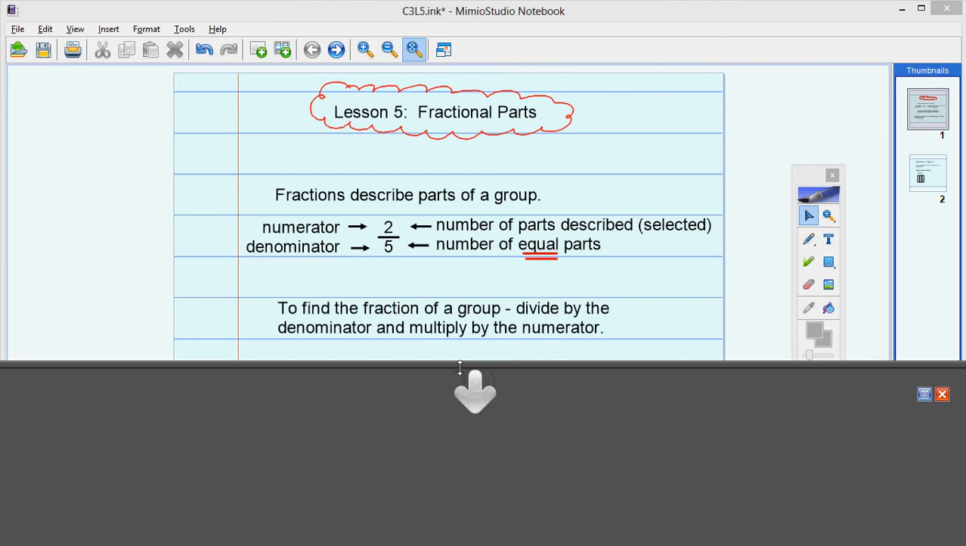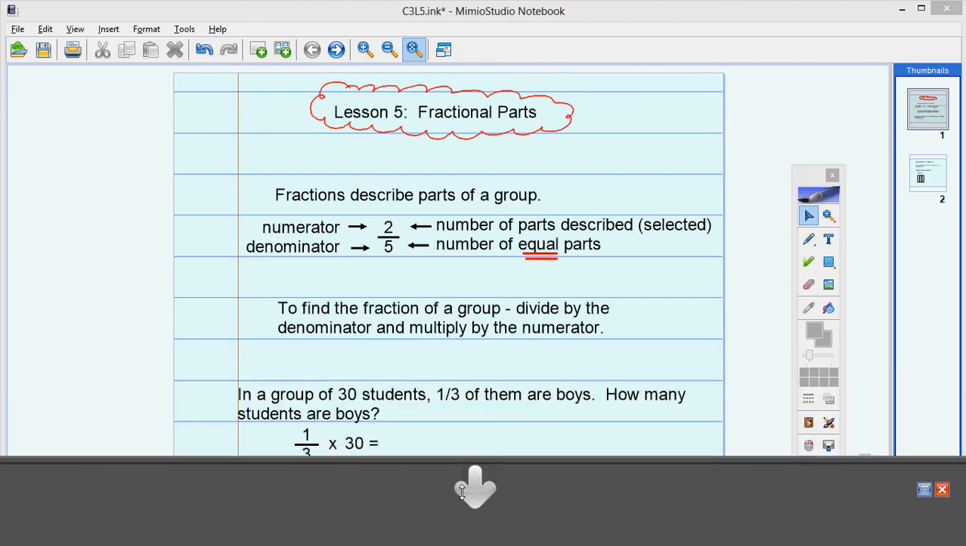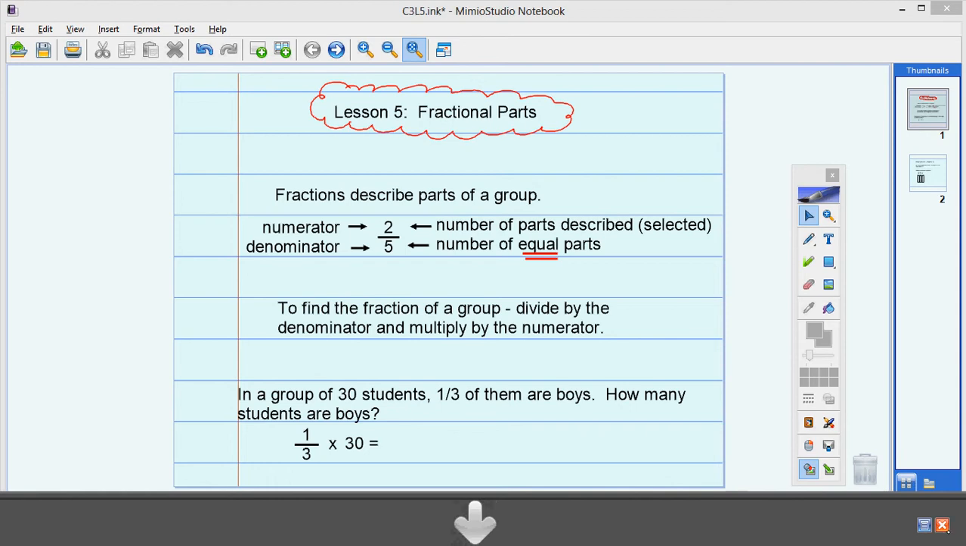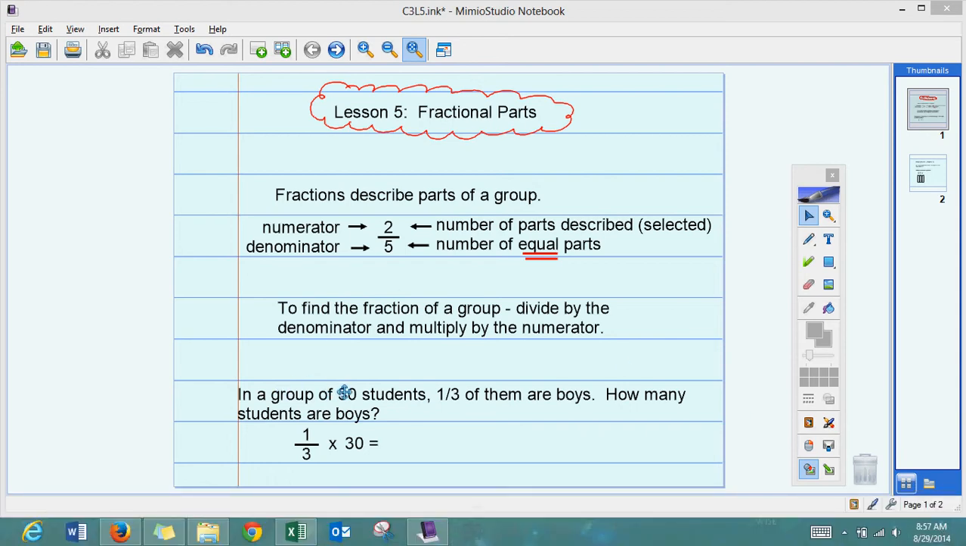To find the fraction of a group, divide by the denominator and multiply it by the numerator. So I have an example here for you. Please make sure that you write this in your notes. In a group of 30 students, 1/3 of them are boys. How many students are boys?